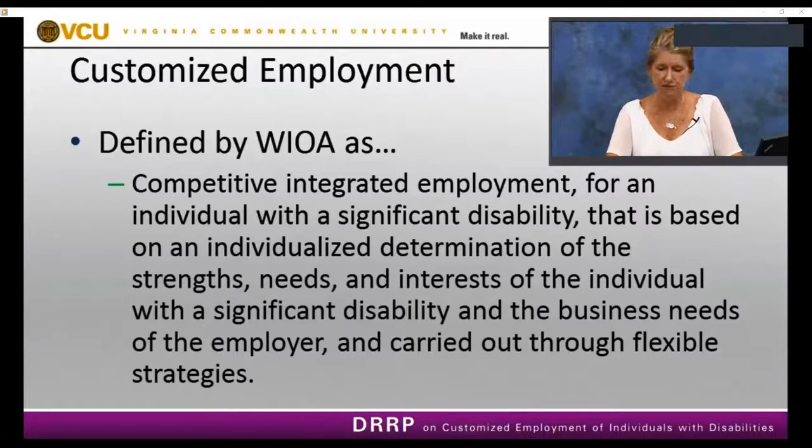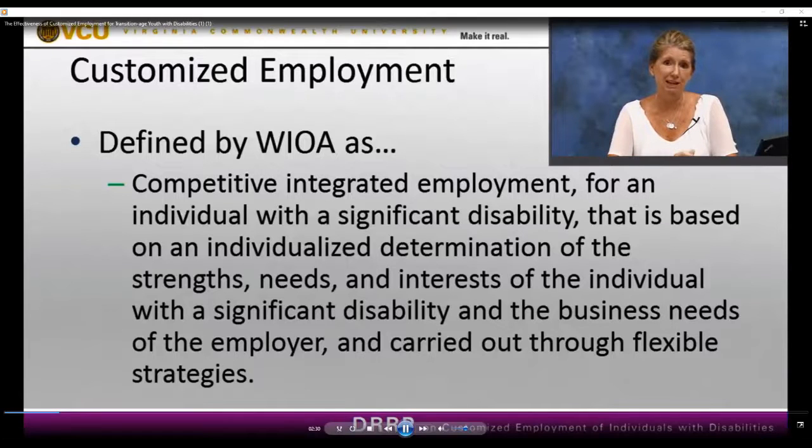Second, individuals with significant disability. So individuals who need significant support in order to find and maintain employment. Next, based on an individualized determination of the strengths, needs, and interests of the individual. So this is a very personalized approach and very person-centered, focusing on what people can do, not what they can't.